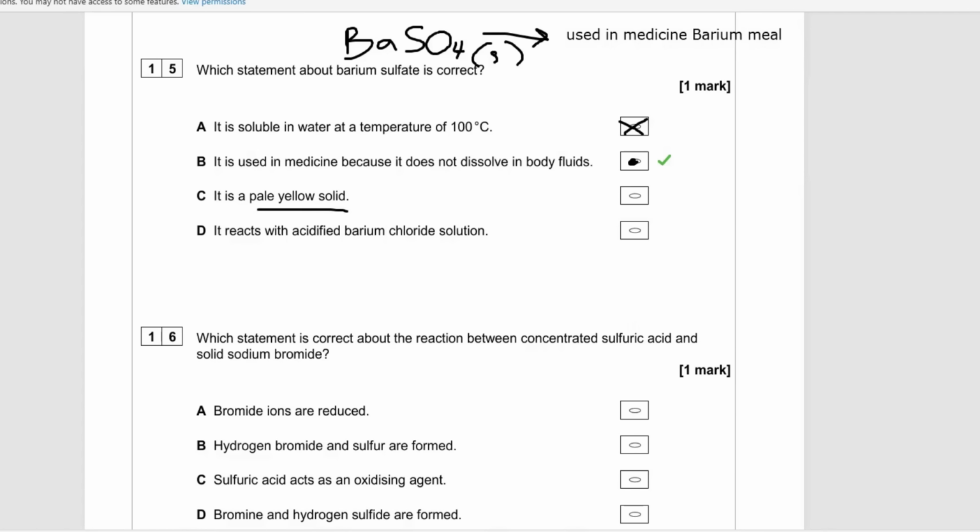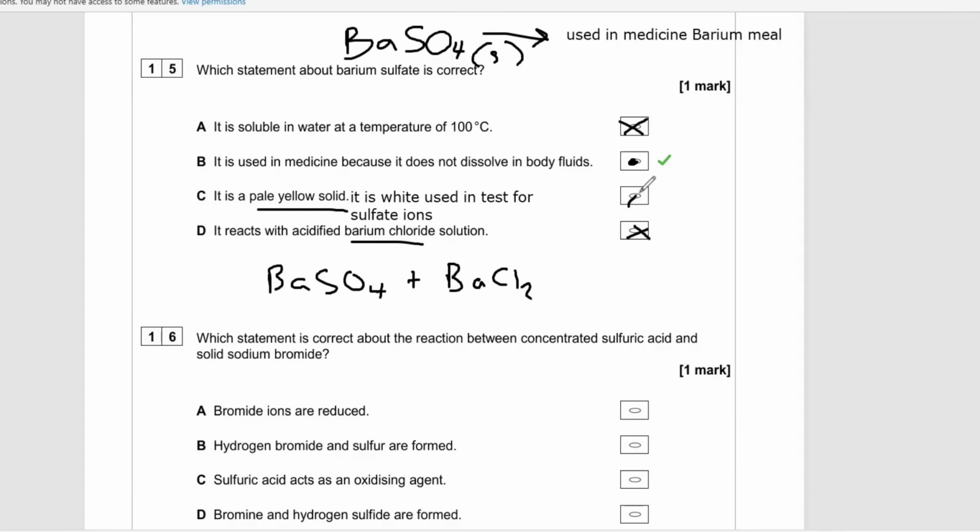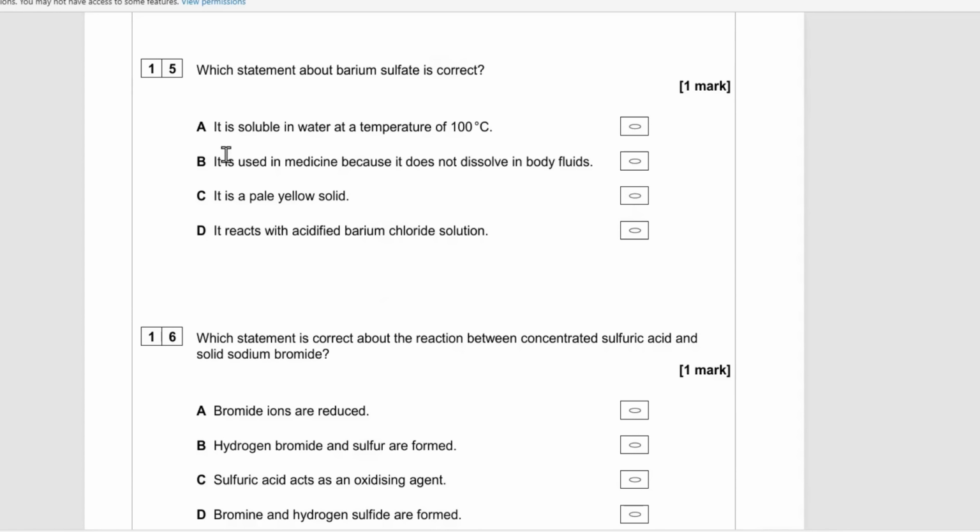It's a pale yellow solid. No, we just said it's a white precipitate. It's part of the test for sulfate ions, SO4 2- ions. Remember, you add BaCl2, and they're going to react with SO4 to form this white precipitate. Yeah, you get the idea. And the last one's wrong because barium sulfate and barium chloride, they're not going to react. They're just going to swap places if there is any reaction, so they're going to end up with the same product as you had reactant.